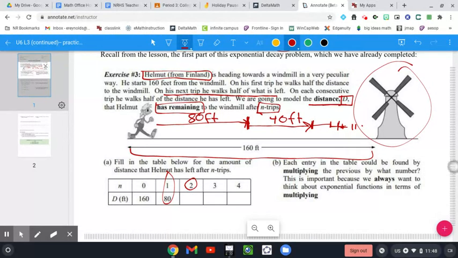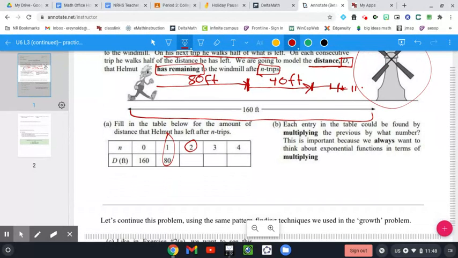So we talked about this. After 2 trips, we half that again, right? So we're doing half each time, 1/2. So what's half of 80? That would be 40. And then half of that again would be 20. And then half of that again would be 10. So you might be thinking of this as dividing by 2, right? Which is correct. We are dividing by 2 each time.